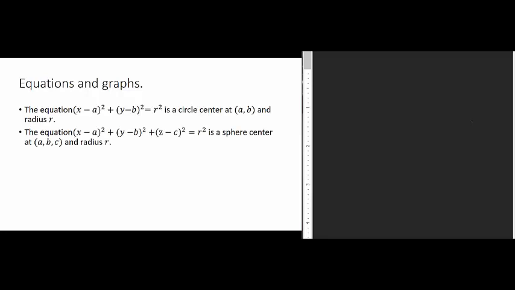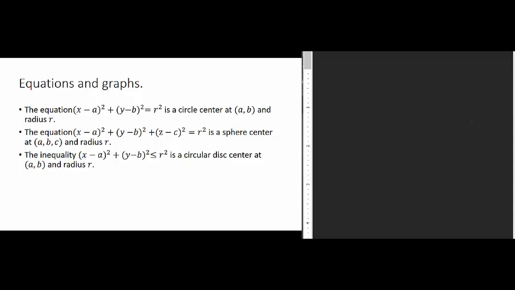Then if you write one extra term like (z minus c) squared, so you get (x minus a) squared plus (y minus b) squared plus (z minus c) squared equals r squared. Now this one is the equation of a sphere centered at (a, b, c) and the radius is r.